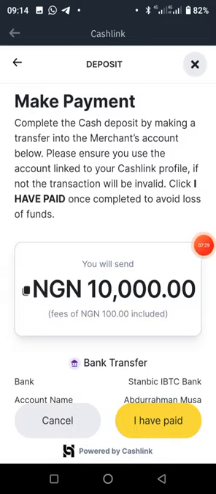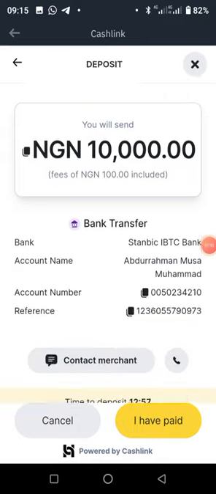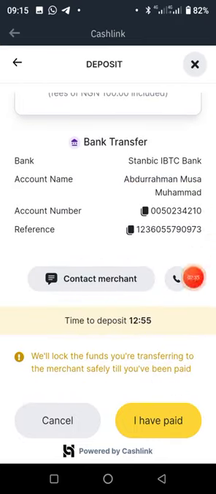Okay, like I said, you can make that payment. Well, after you have made that payment, right, you come to I have paid and click I have paid. Only when you have made payment, then you upload your receipt under this chat. You upload your receipt. Immediately Naira will be credited to your account.